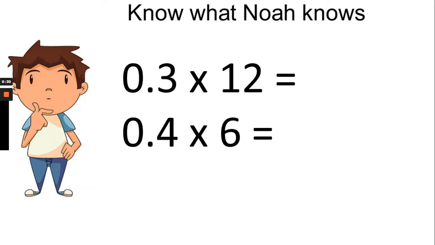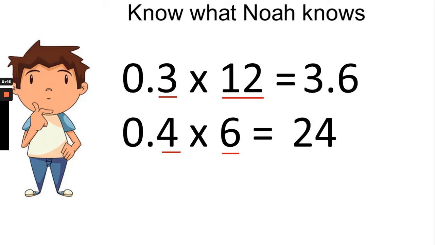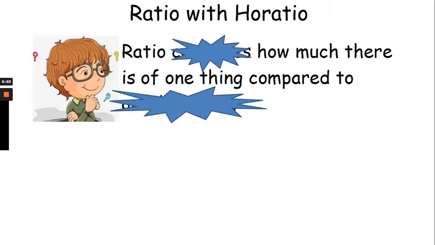Okay, let's see how we got on. I know 3 times 12 is equal to 36, but watch out, 0.3 is 10 times smaller, so 3.6. I know 4 times 6 is 24, and I use this fact, but I need to make it 10 times smaller, to 2.4. Well done, Year 6.